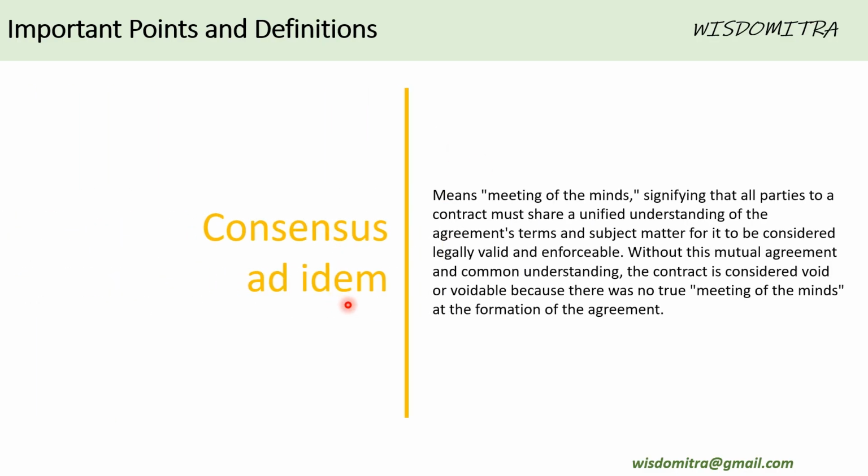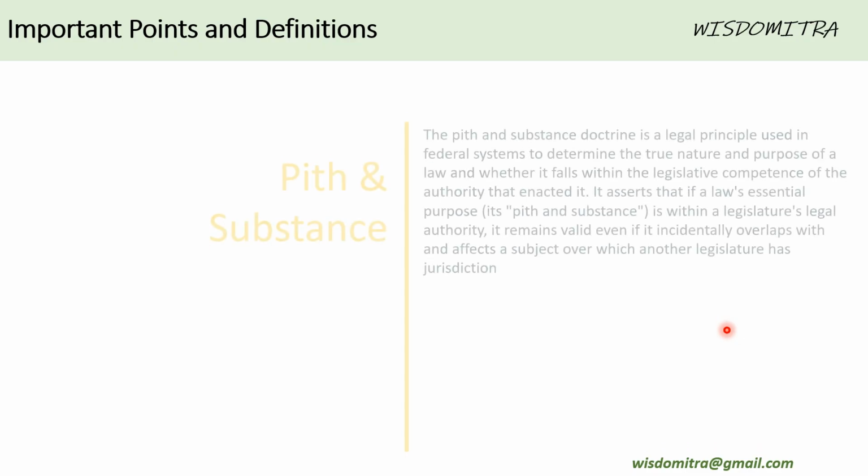Consensus ad idem means meeting of minds, consensus, signifying that all the parties in a contract must have the shared understanding of the contract. Any contract that has been written, signed, and if someone says that I was thinking it means this, whereas the other person says no, it means this, then it's not considered to be meeting of minds, and that's not a formation of agreement.